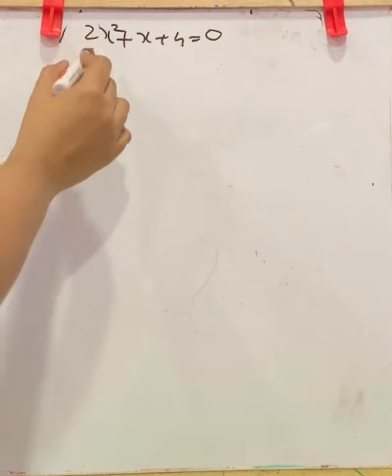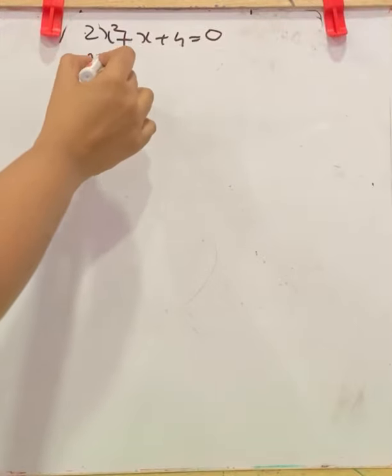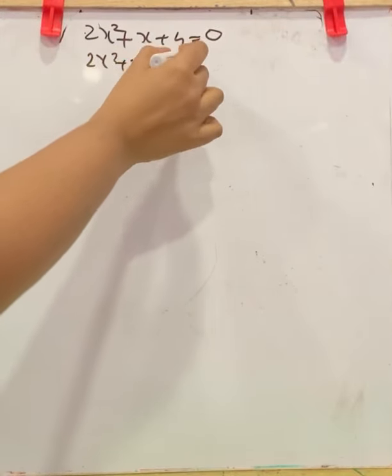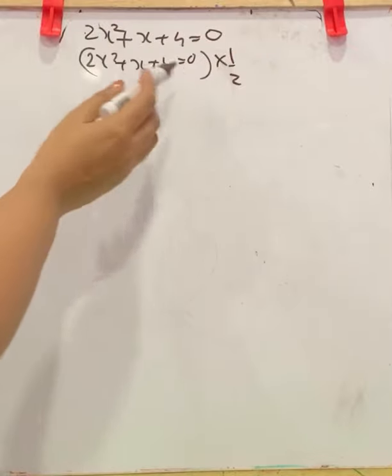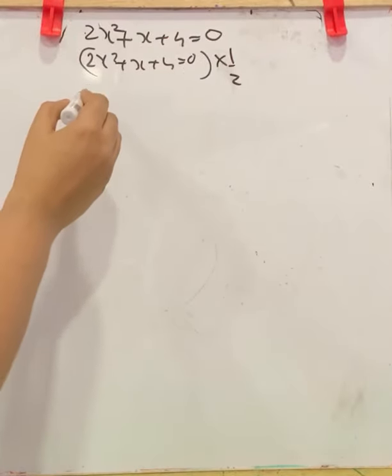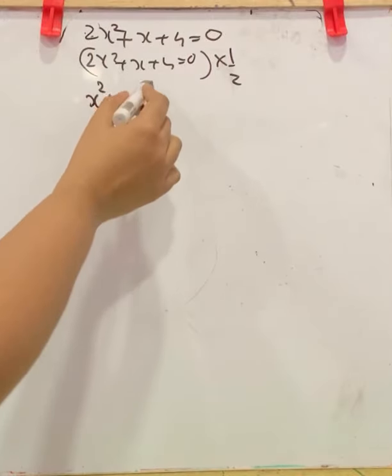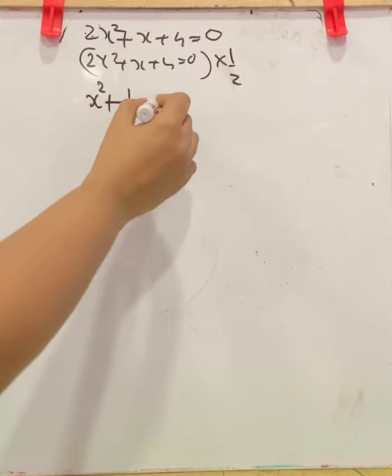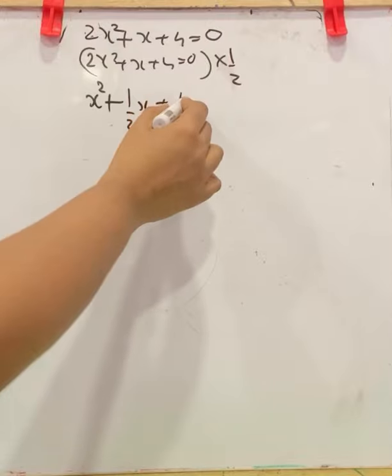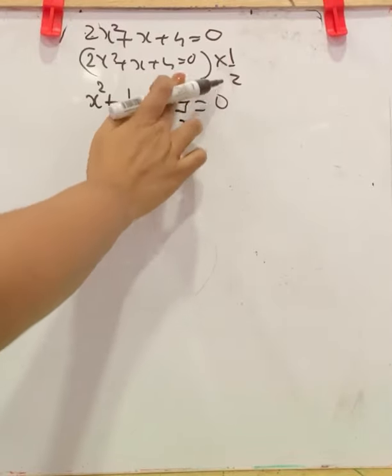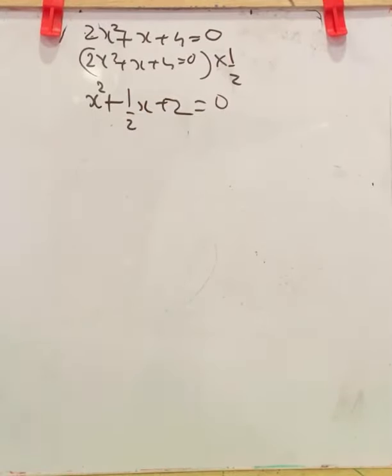2x square plus x plus 4 equal to 0. Again check the coefficient 2, so whole into 1 by 2. Now 1 by 2 into 2x square becomes x square, this 2 will get cancelled. Here it becomes 1 by 2 into x is 1 by 2 x, plus 4 into 1 by 2, again 4 by 2 equal to 0. 4 by 2 you know it is 2. x square plus 1 by 2 x plus 2 equal to 0.